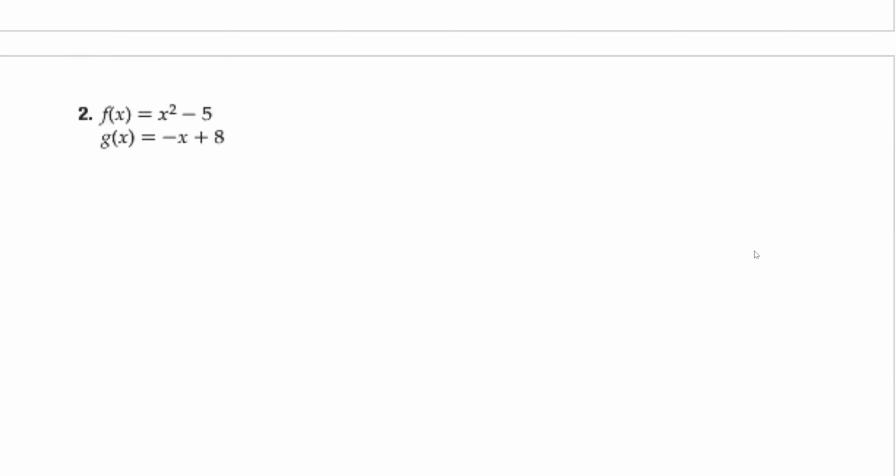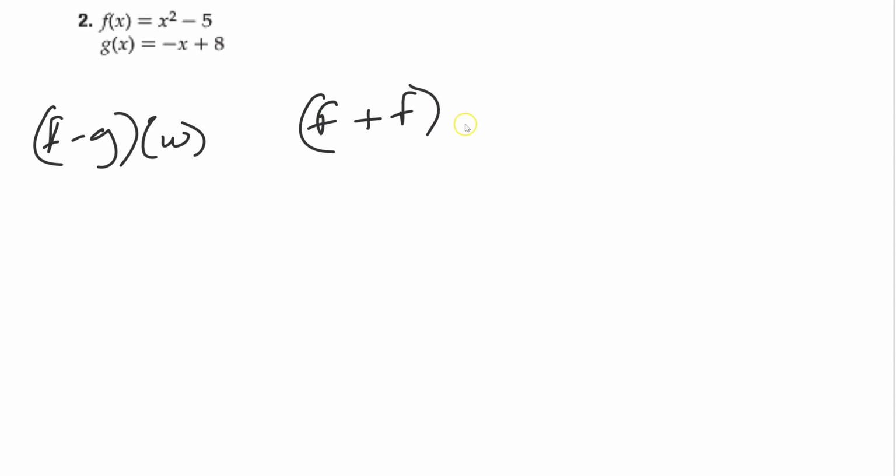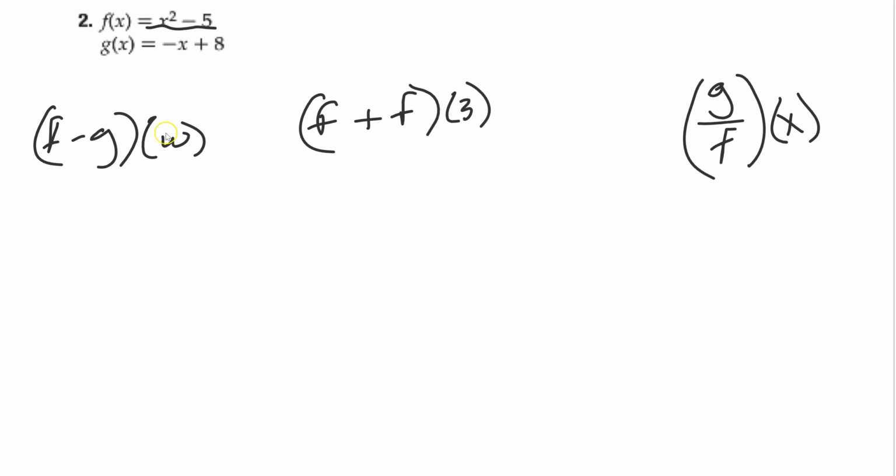Okay, let's move on to the next one. Let's have some fun here. Let's do f minus g of w, and let's do f plus f of 3, and then let's do g over f of x. So the first one, f minus g. Now f has a w there, so I actually have to put w instead of x, squared, so w squared minus 5 minus g, which is negative w plus 8.